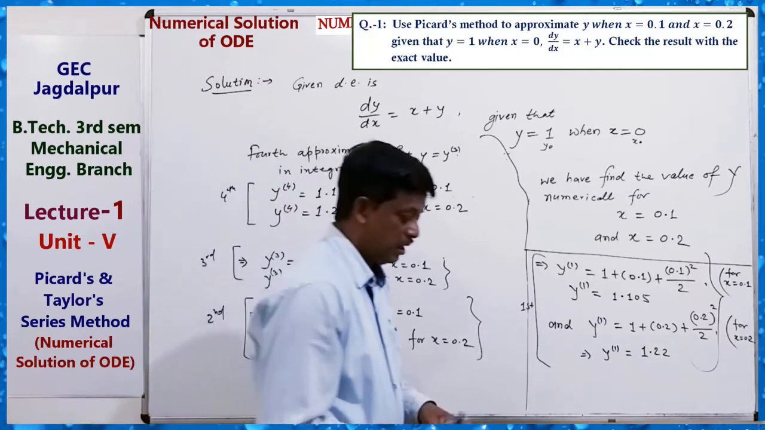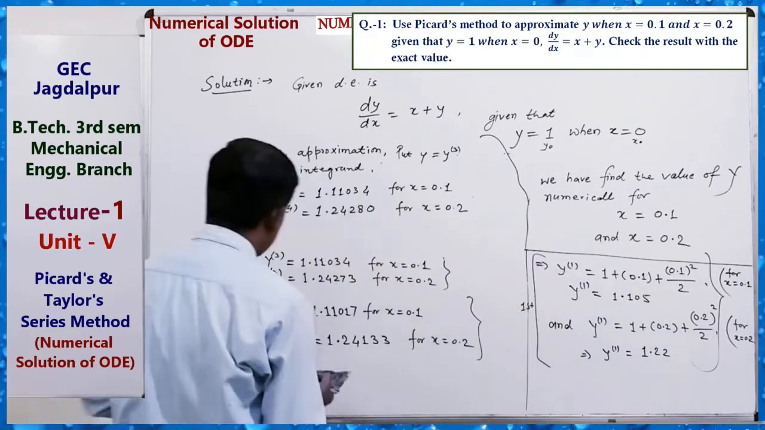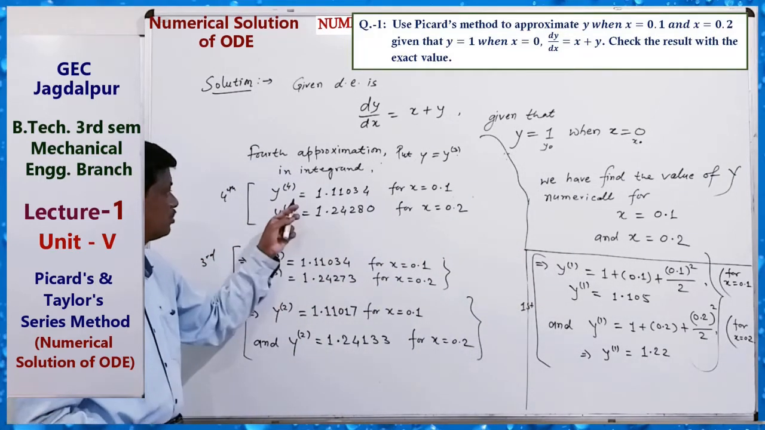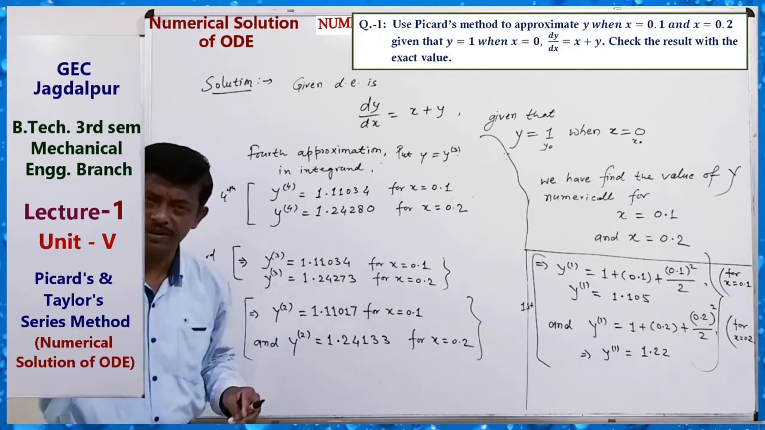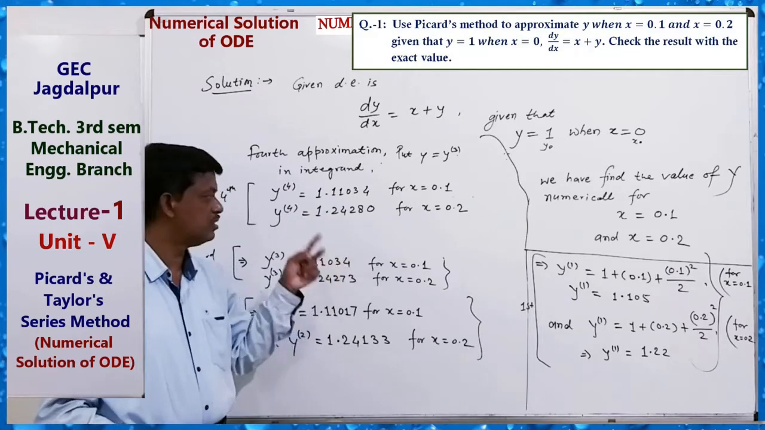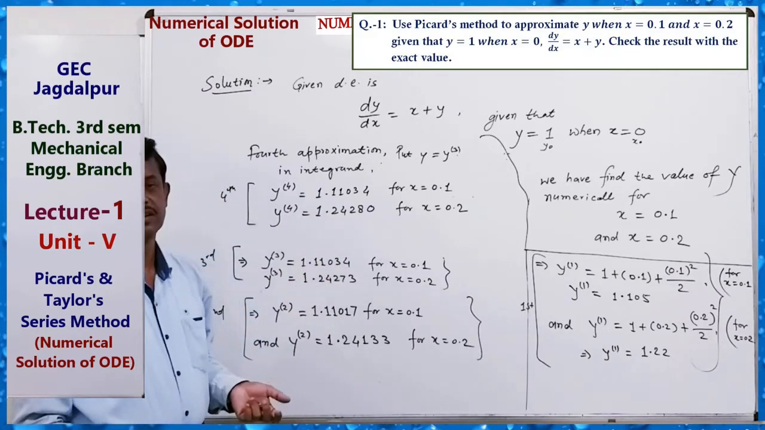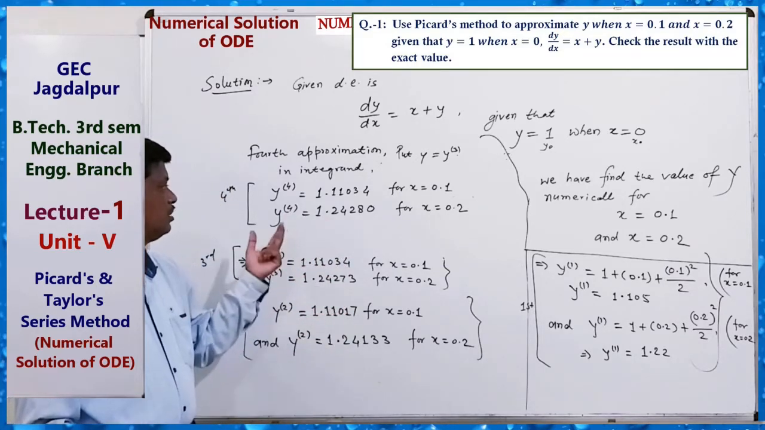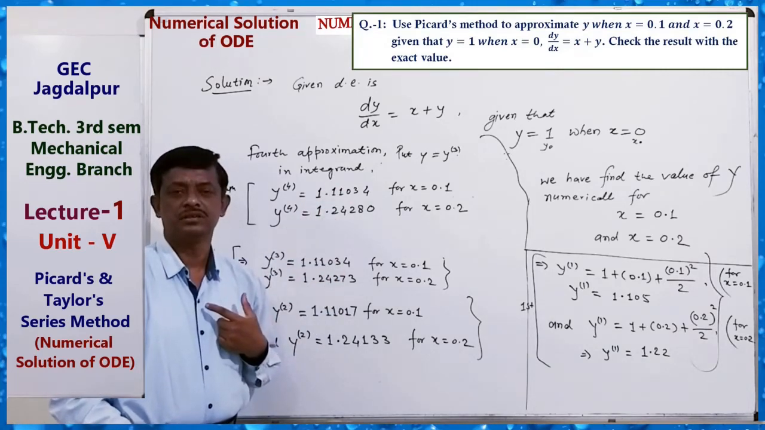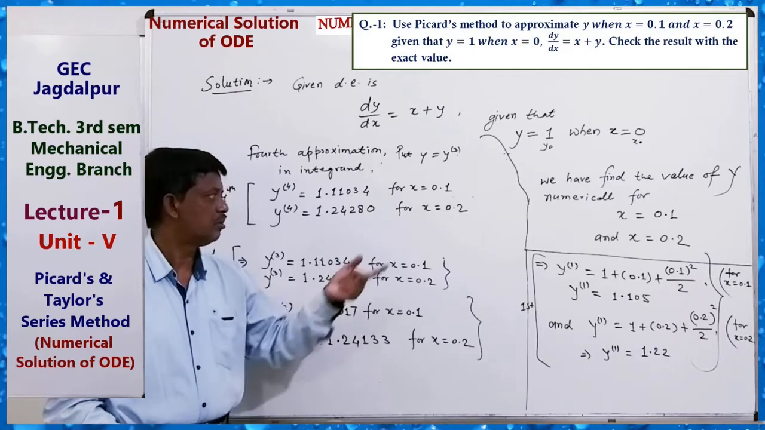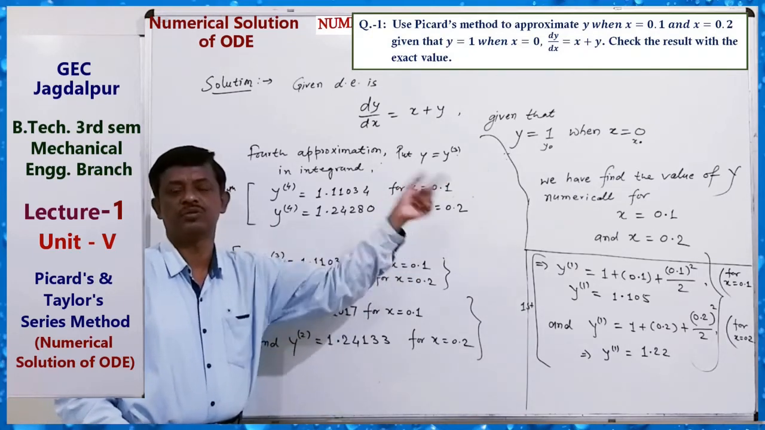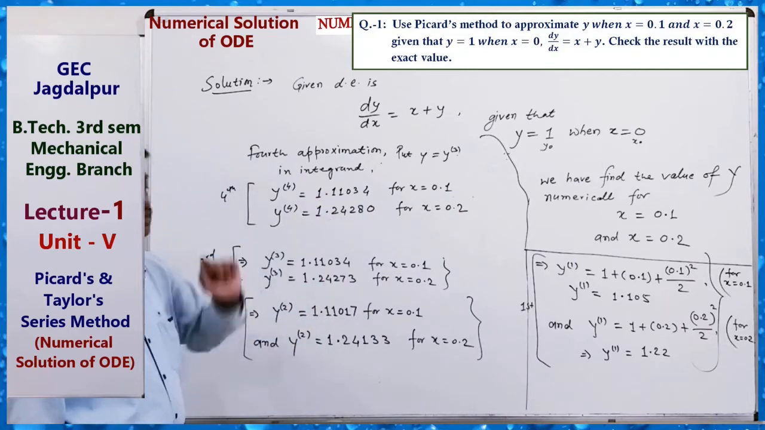Here, this is the first approximation, second approximation, third approximation, fourth approximation. You can get also fifth, sixth, seventh, and eighth. Whenever two successive approximations give nearly the same result, then you can conclude that these approximations are the required numerical values for x equal to 0.1 and for x equal to 0.2. So this is our result.